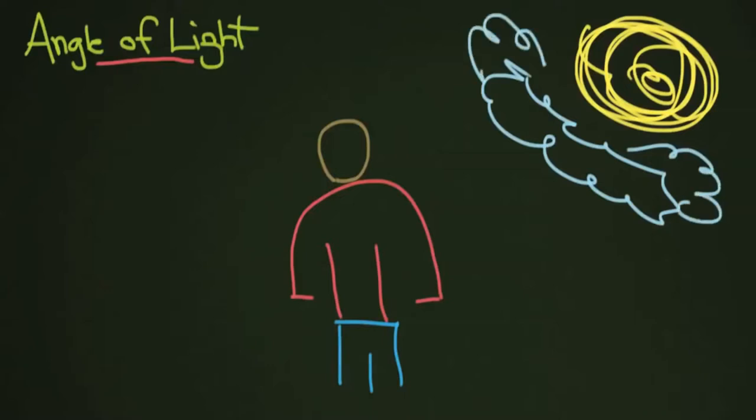This is creating a really huge light source. So the light is going to be bouncing all over the place, coming in from all types of different directions, and creating what's called soft light or diffuse light. Sometimes you'll hear it called diffused light.